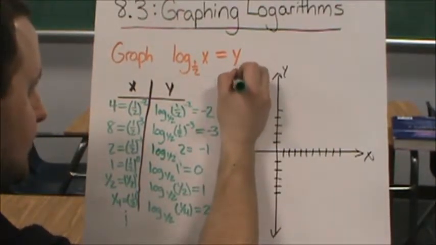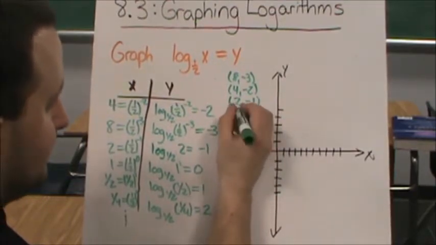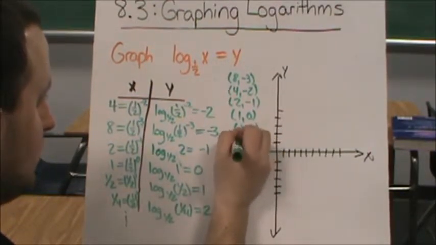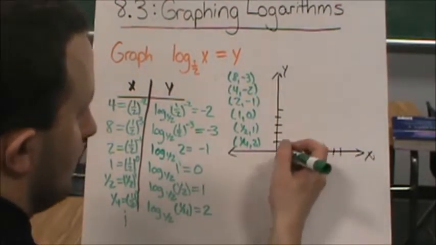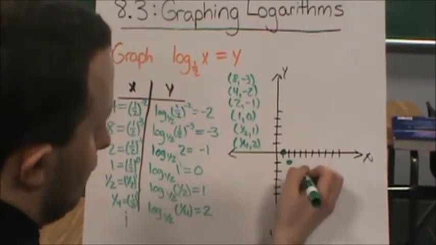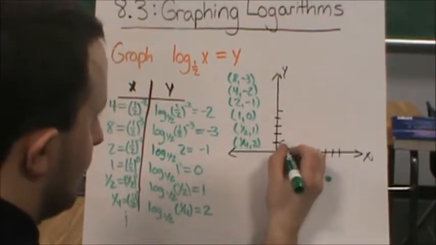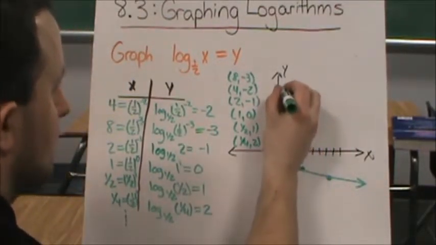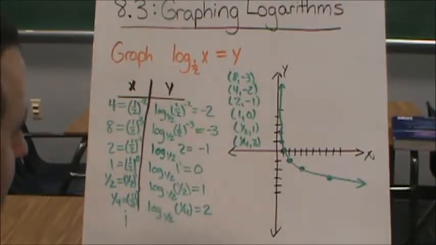We got the points 8, negative 3, 4, negative 2, 2, negative 1, 1, 0, 1/2, 1, 1/4, 2, and so on. So now we can just take these points and graph them. I'll go 1, 0 first, 2, negative 1, 4, negative 2, and 8, negative 3, and 1/2, 1, 1/4, 2, and then I could draw our curve, just like that. So there's what the graph looks like of log base 1/2 of x is equal to y.